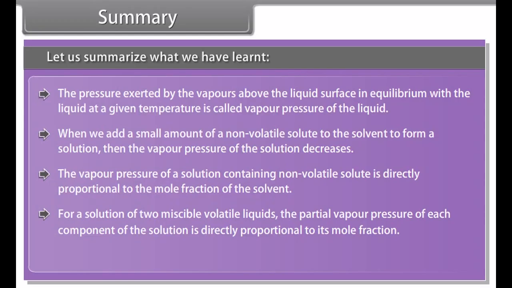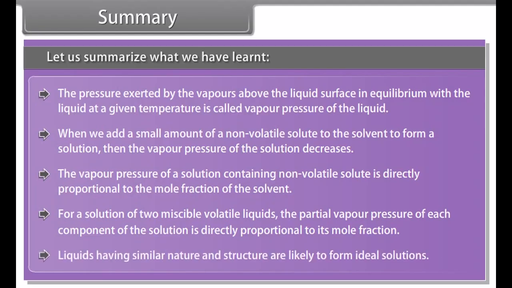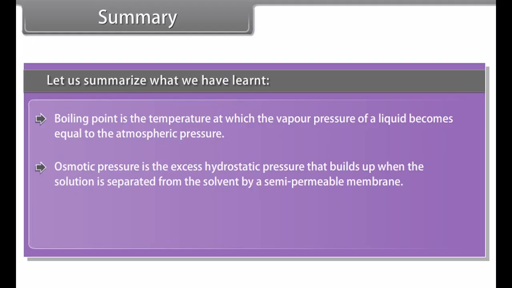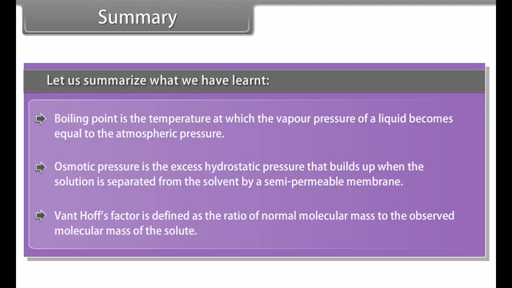Liquids having similar nature and structure are likely to form ideal solutions. Boiling point is the temperature at which the vapor pressure of a liquid becomes equal to the atmospheric pressure. Osmotic pressure is the excess hydrostatic pressure that builds up when the solution is separated from the solvent by a semi-permeable membrane. Van't Hoff's factor is defined as the ratio of normal molecular mass to the observed molecular mass of the solute.